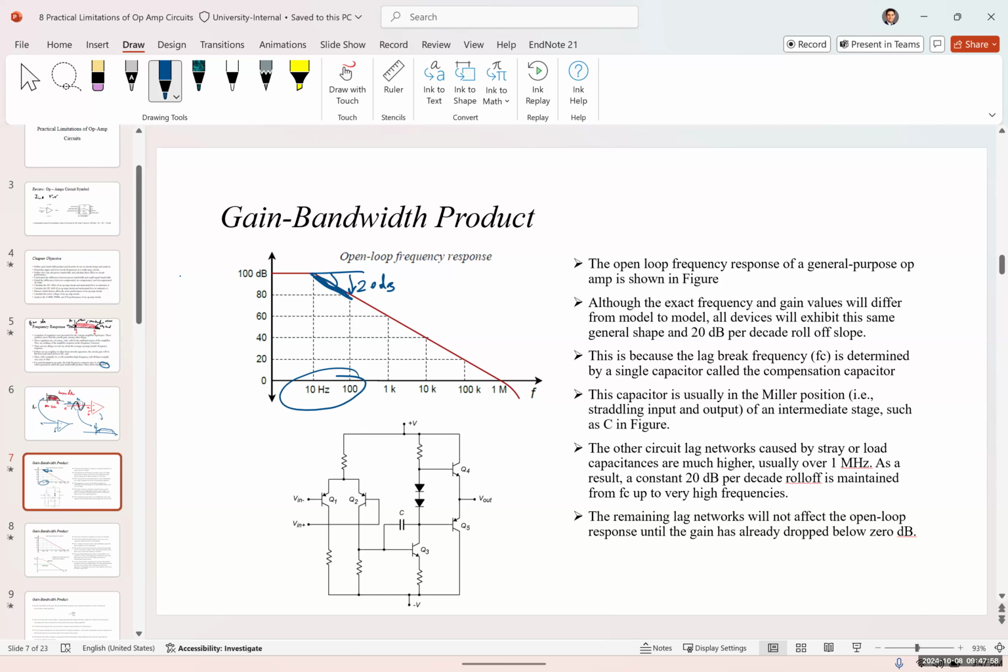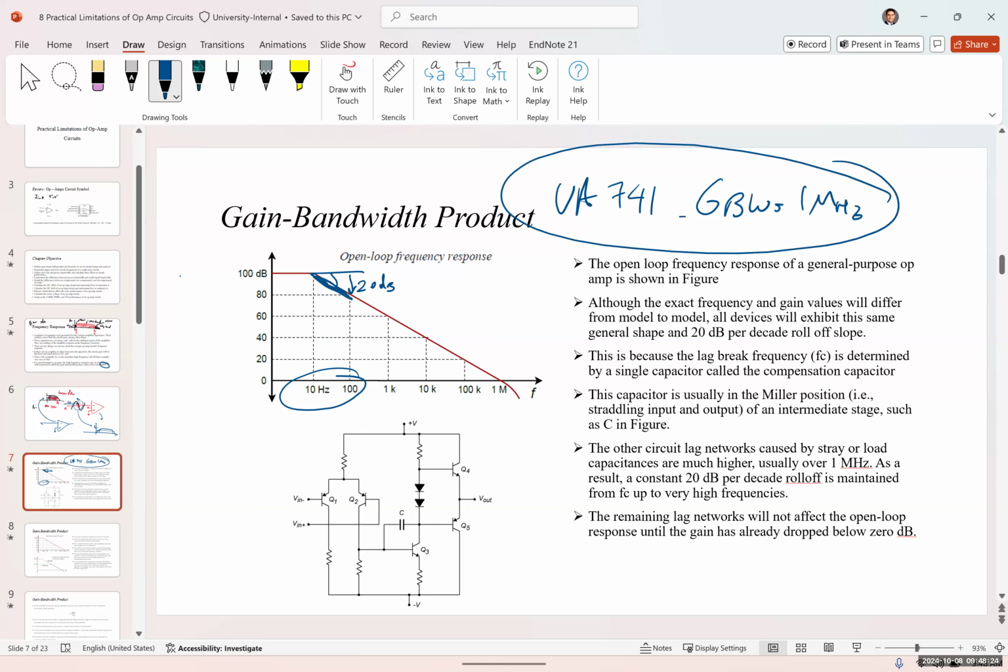The gain bandwidth product for an ideal op-amp, again, you can read faster than I can. I'm just going to mention things that are not on the slide and the complementary information. So for a normal 741 op-amp, like the UA741, the gain bandwidth product is usually 1 megahertz. This is very important. And this 1 megahertz actually determines the upper cutoff frequency for the system.